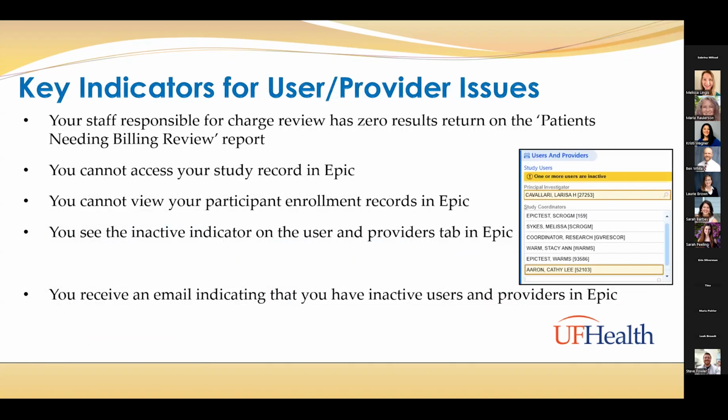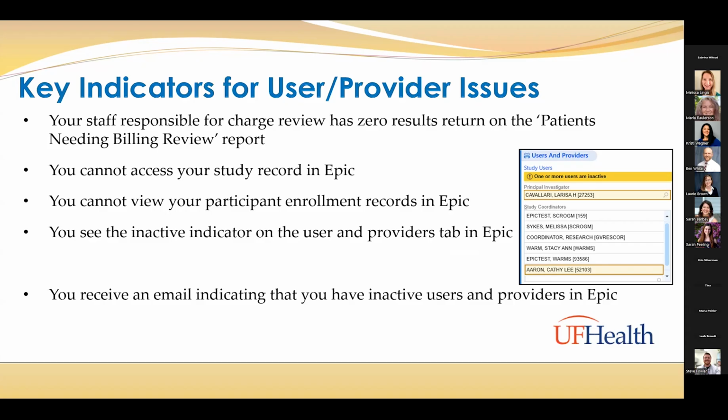All right, some key indicators that you may be having some user and provider issues. If your staff who is responsible for running that billing review report have 0 results on that report and there's no charges to be reviewed, that's a number 1 indicator. Charges drop all the time. So if your Epic charge reviewer is saying, I've reviewed everything, but you're getting an email as a manager saying you haven't reviewed for your study, that's a key indicator. Probably the staff who is responsible for running that report isn't listed on your study record.